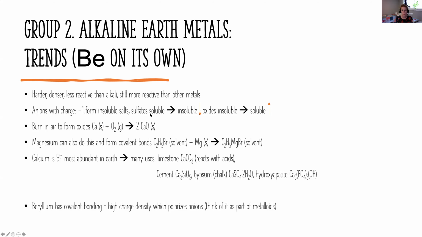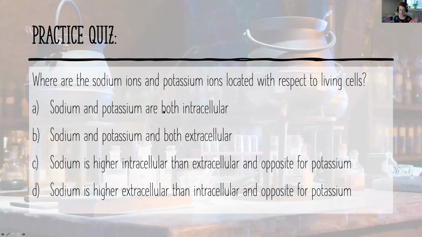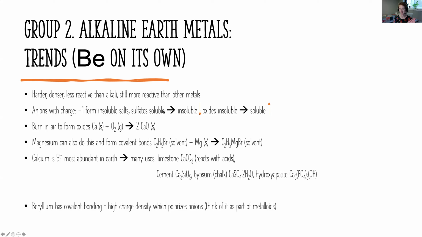So then the sulfates are going to be soluble at the start of the family, and as you go down they're going to become insoluble. If you think about magnesium sulfate versus calcium sulfate, magnesium sulfate would be more soluble than the calcium sulfate. So as you go down, you're going to be more insoluble as a sulfate. And then the oxides are going to go from insoluble to soluble as you go down. We're going to see that on the next slide.